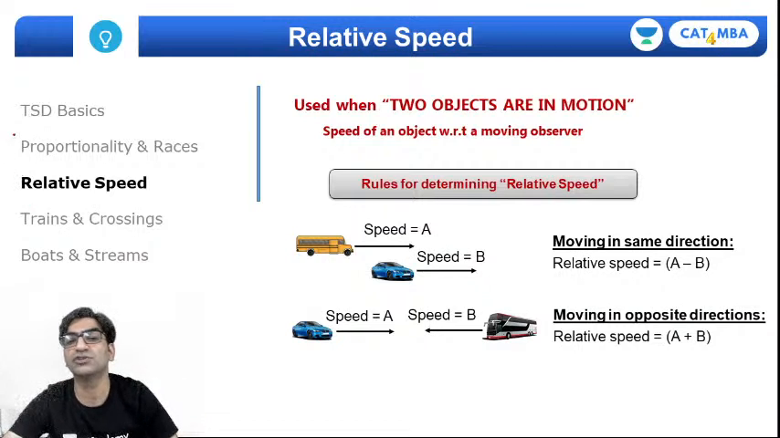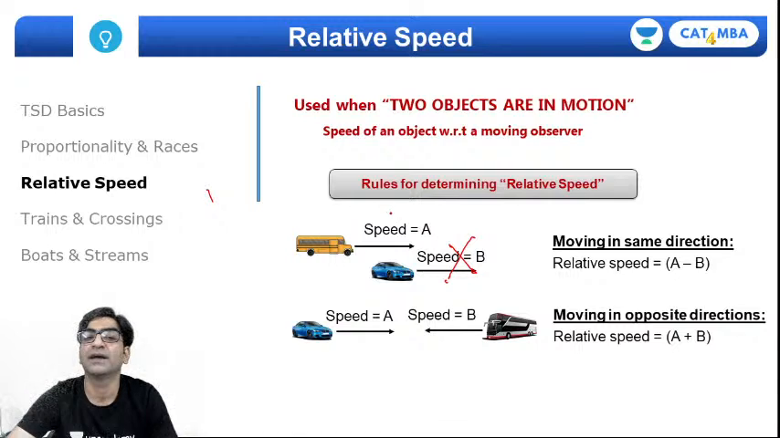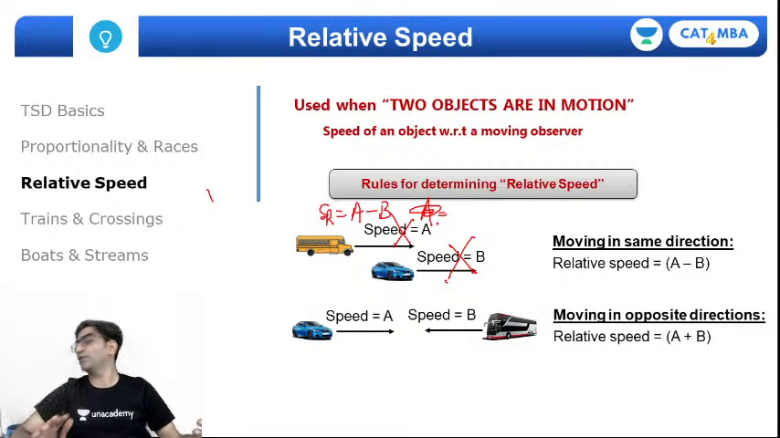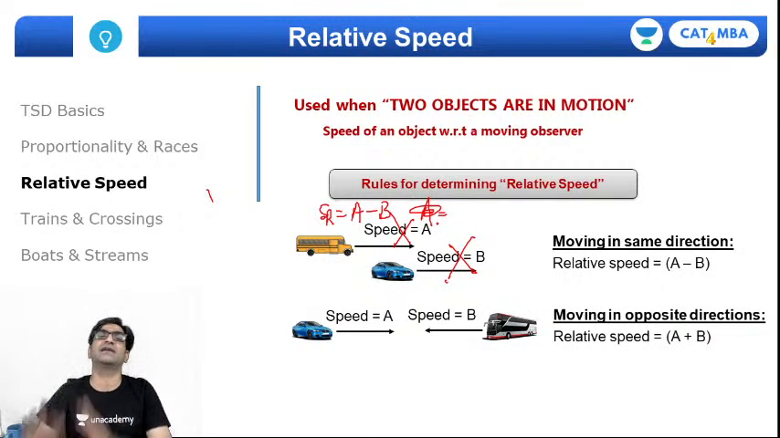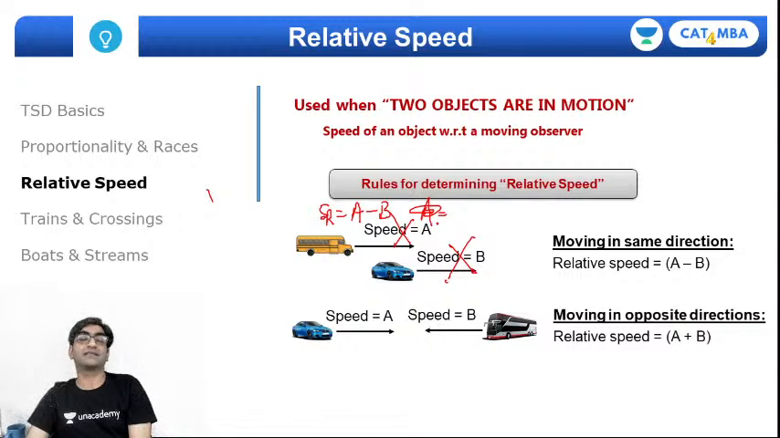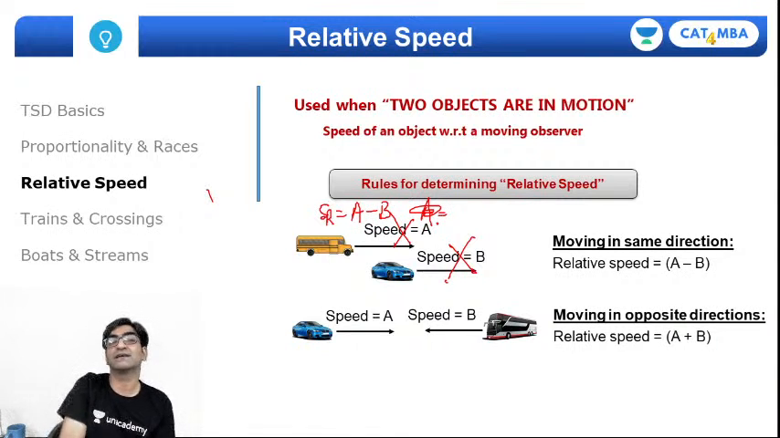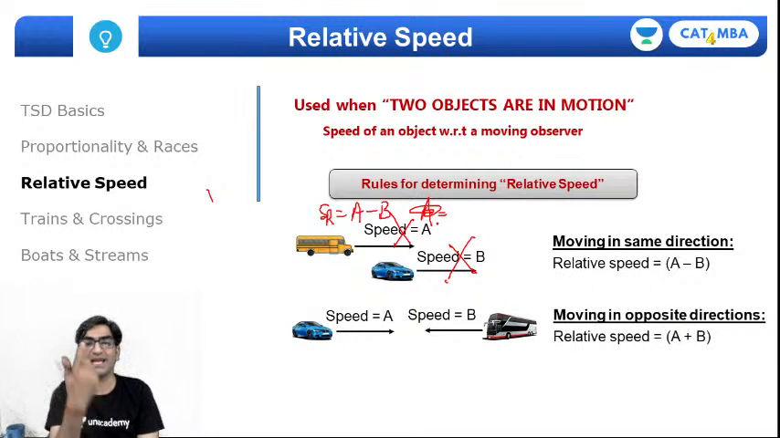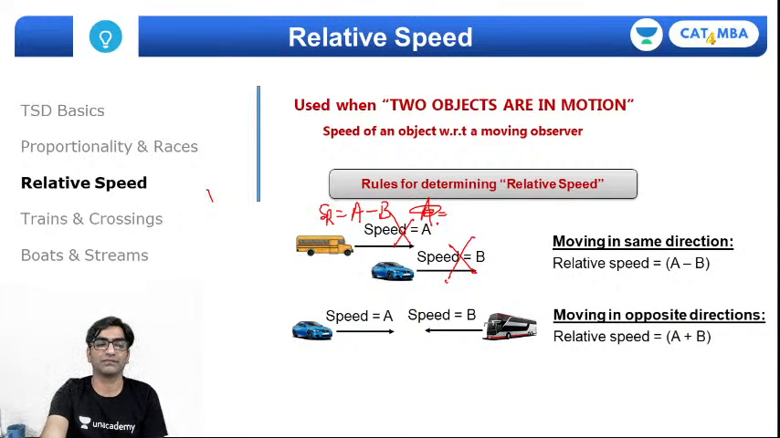what you do is you make one object stationary, right? So you'll say B doesn't move, which means A will move at what speed? Relative speed. A moves in the same direction, so relative speed here will be A minus B. So instead of both A and B moving in the same direction at different speeds, let's consider that B is actually not moving. A runs at a relative speed, slower than his actual speed, A minus B, right?